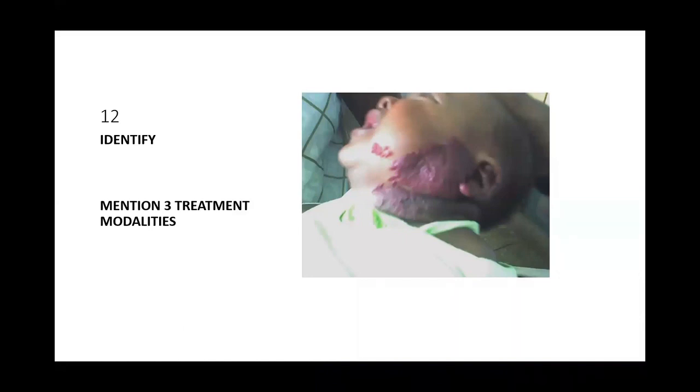Identify. What is this? Sir, this is a child with hemangioma, sir. Capillary hemangioma. That is excellent. What are the types of hemangioma?